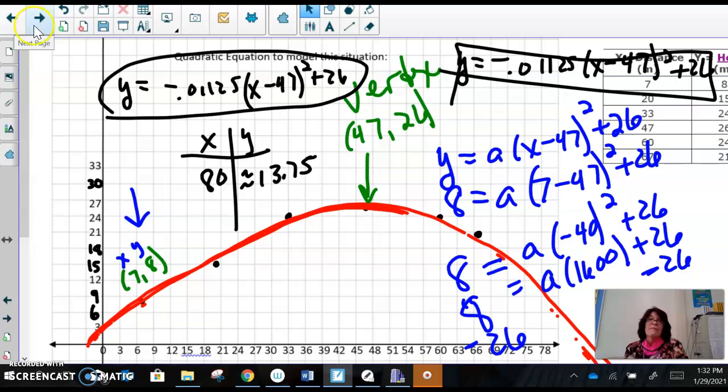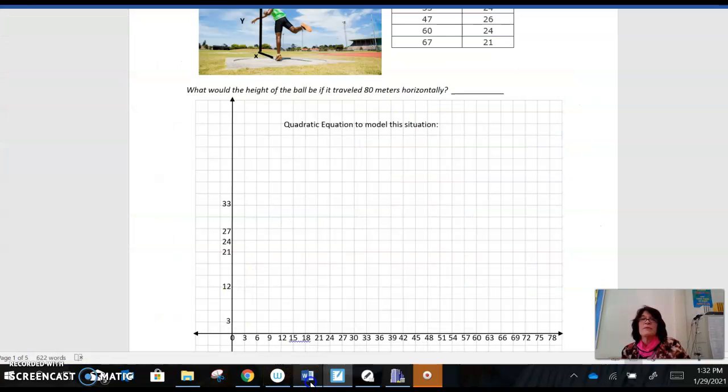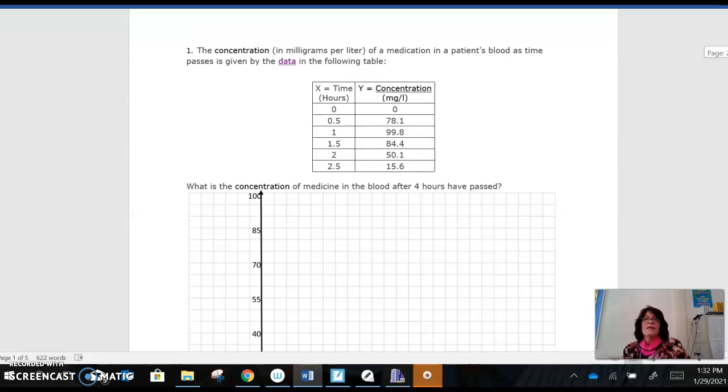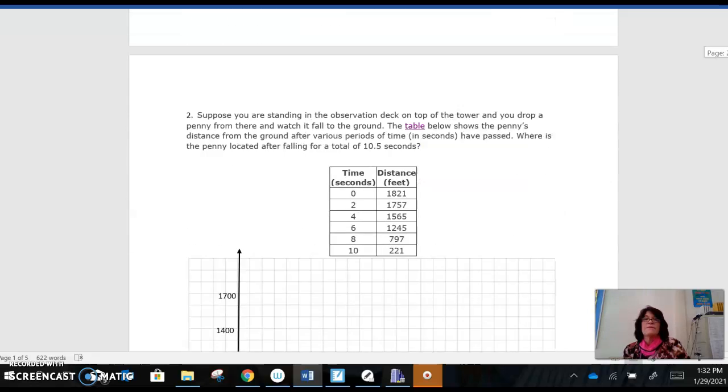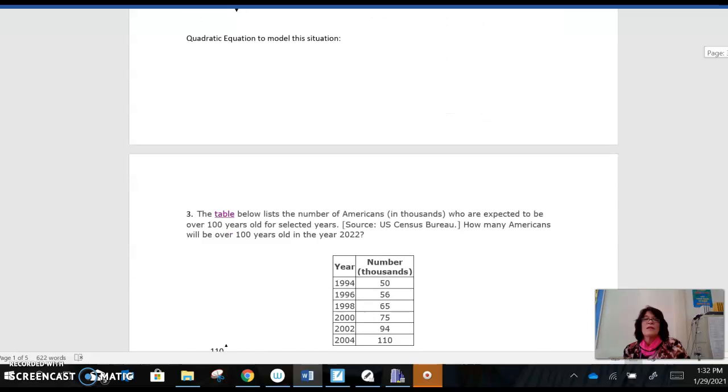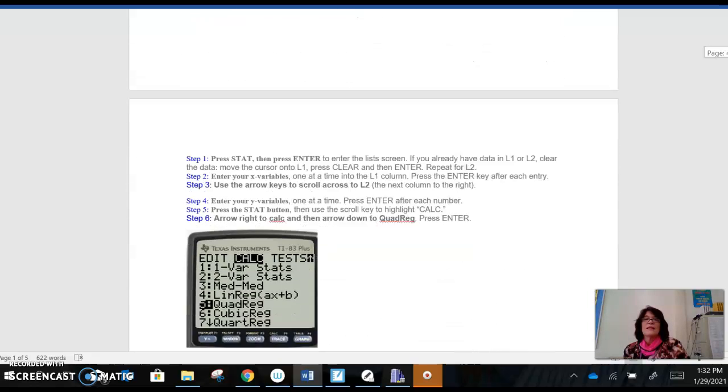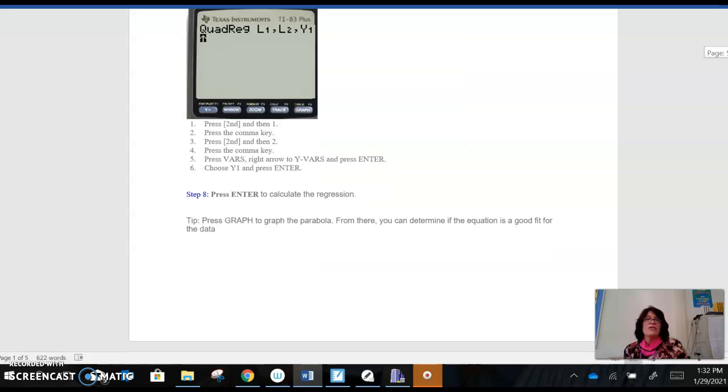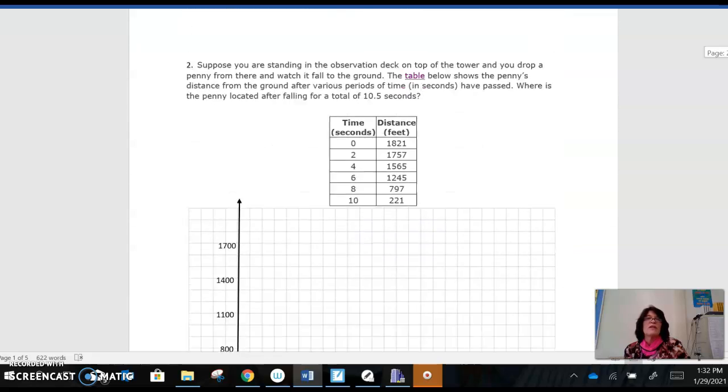Okay? So you can use whatever you like in order to try to match the other parabolas, the other examples that I have for you. Okay. I think there are 3 more examples. Let me pull those up. Okay, we did this one together. We have 1, 2, 3. Okay, and here are some directions on how to do it with the graphing calculator.